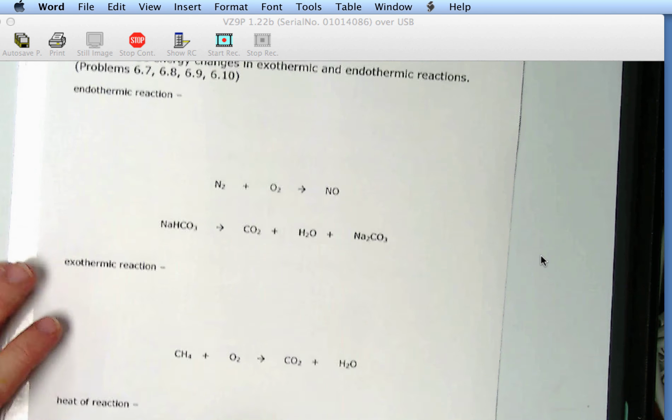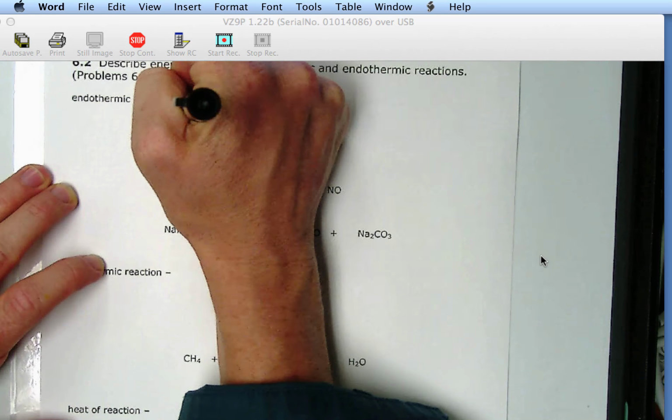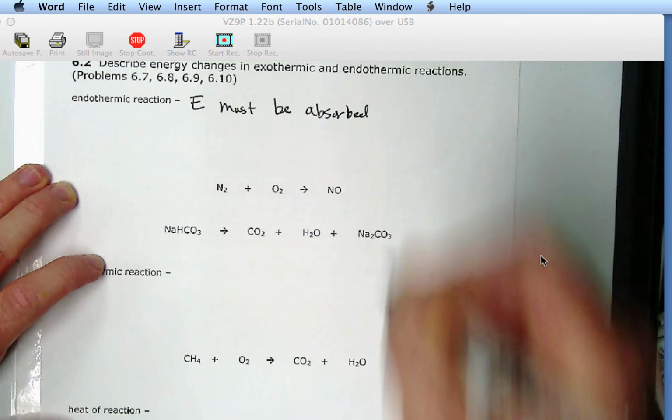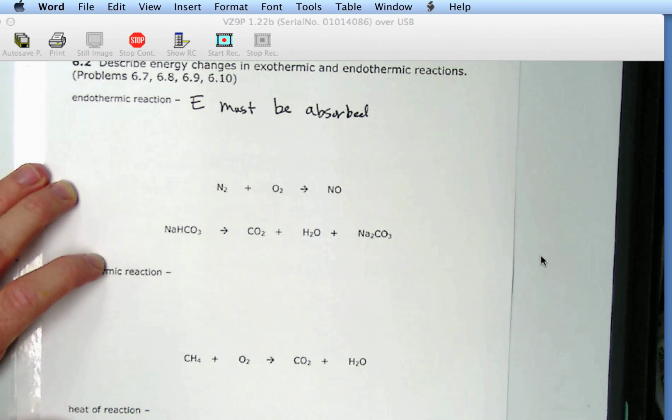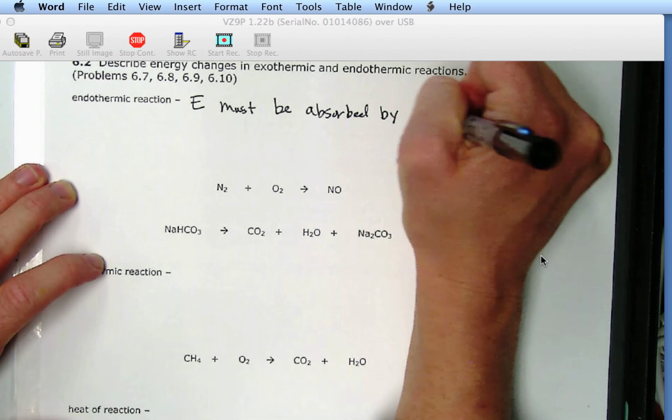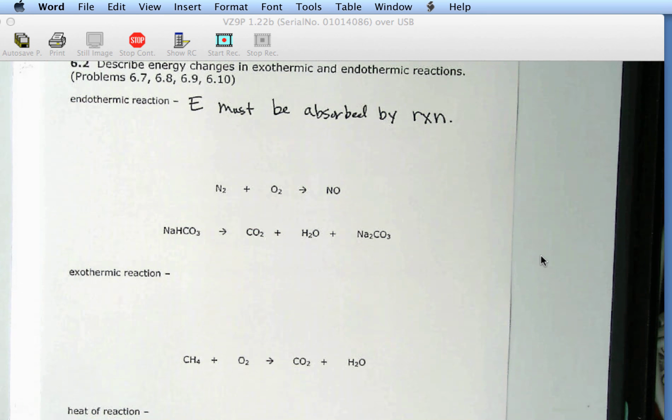So in an endothermic reaction, energy must be absorbed by the reaction. And I'm going to abbreviate reaction RX. Energy must be absorbed by the reaction. What does that mean? Well, there are some chemical reactions where you might have the two chemicals together and they're not going to react. You'll have them sitting right next to each other, and nothing will happen. No chemical reaction will happen until you put in energy. That's an endothermic reaction.